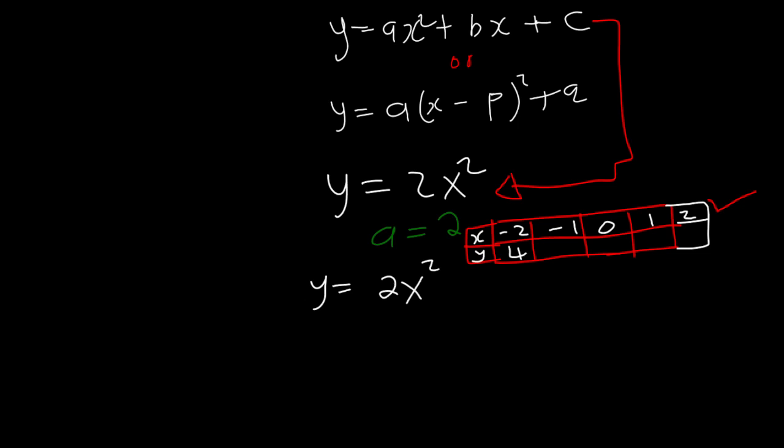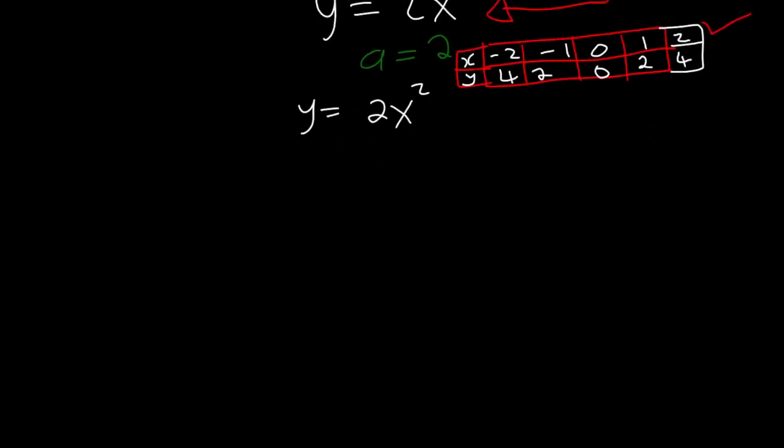If we sub in -1, we're going to get a2 sub 0 is 0, sub 1 is 2, sub 2 is 4. From this we can draw the graph. Pay attention to what I'm trying to explain.